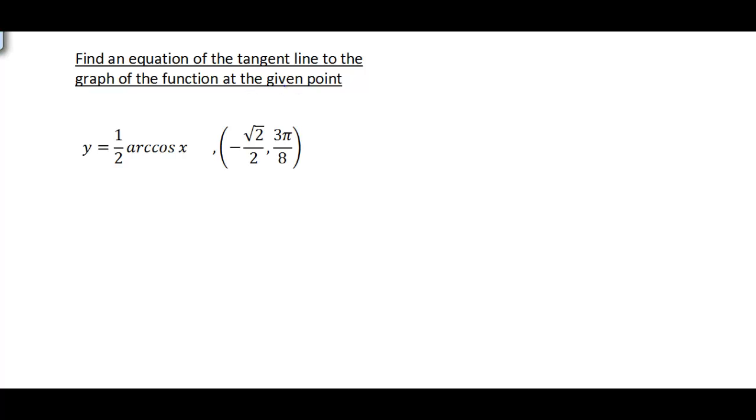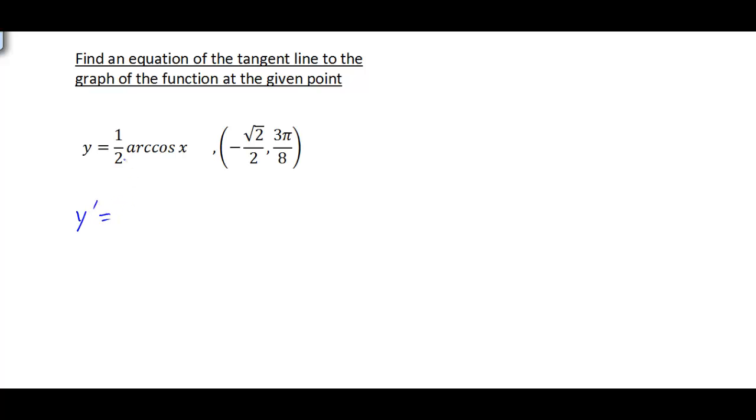Well, we know that if we're trying to find an equation, we need to know a point, which is given. We have the point, negative square root of 2 over 2 and 3 pi over 8. But we also need to know the slope. Well, if we have this function and we're looking for that tangent line, then we know that we can find the derivative, because our derivative is the rate of change, or the derivative is our slope. So here we need to first start by taking the derivative of our function.